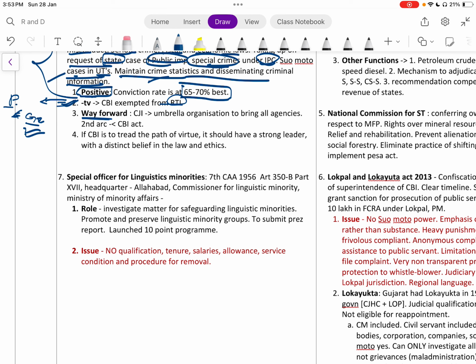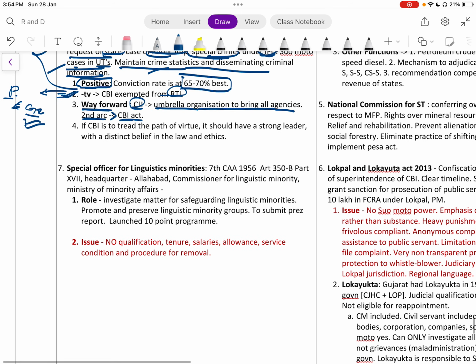What is the way forward? As the CGA has said, there should be an umbrella organization to bring all the investigative agencies together. Second, the ARC has recommended a CBI Act. This way you can conclude that if the CBI is to tread the path of virtue, it should have a strong leader with distinct belief in the law and ethics. So you can conclude with this.